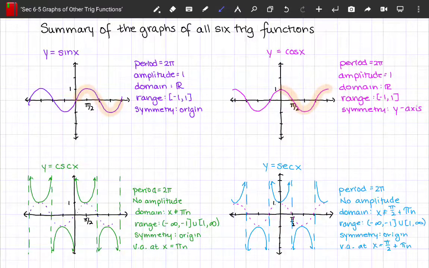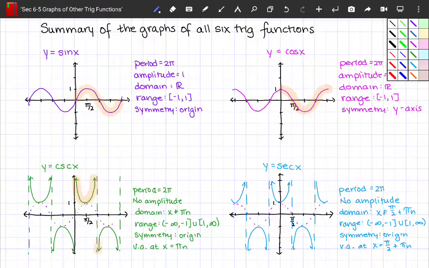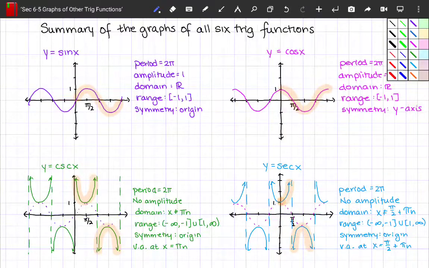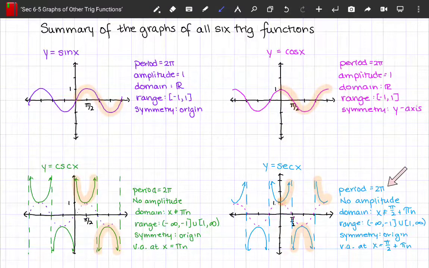Then we looked at the cosecant and secant graphs. Again, if I highlight one period for cosecant, we can see that the period is still 2 pi. If I highlight one period starting at 0 for the secant graph, you can see that its period is still 2 pi.